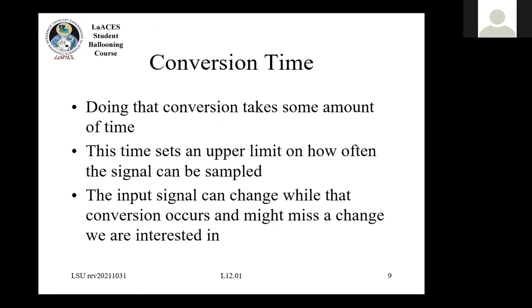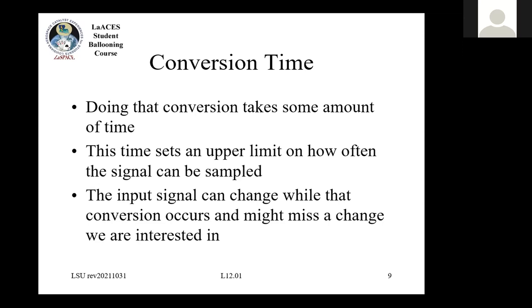But your input signal is not necessarily steady during that entire time. It could be changing. And the amount of time that conversion takes is basically an upper limit as to how often you can actually sample your signal. So you need to have some idea of how quickly the signal is changing so that you can have an ADC that can sample it fast enough so you can see the changes that you're looking for, right?